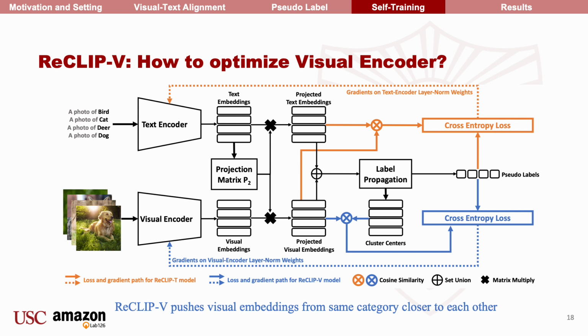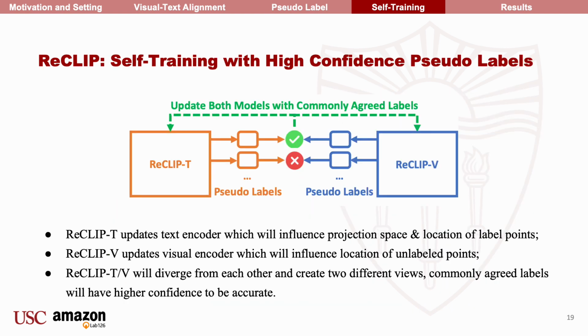In ReCLIP-V, we update the visual encoder with cross-entropy loss by comparing the pseudo-label with the cosine similarity between visual embeddings and their cluster centers, in order to push visual embeddings close to each other based on the pseudo-label assignment. Since ReCLIP-T and ReCLIP-V optimize the model differently, they will diverge from each other, and the commonly agreed pseudo-label will have higher confidence to be accurate. At the end of each epoch, we perform label sharing and only update the model on examples where ReCLIP-T and ReCLIP-V agree with each other.